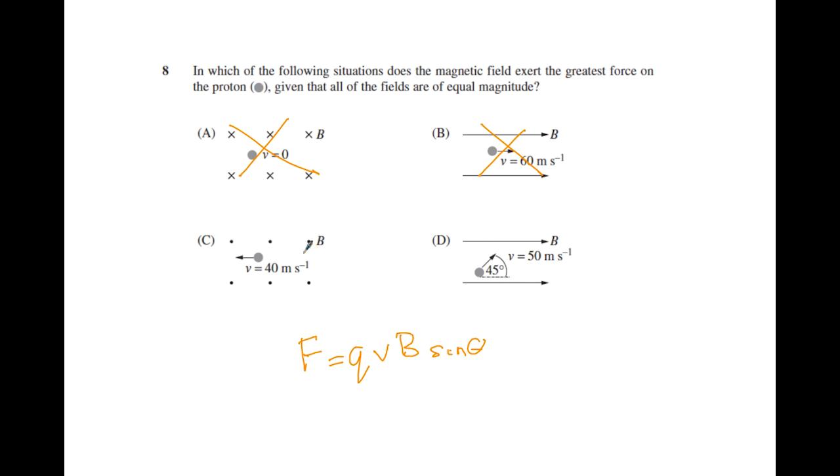Now, the velocity here is smaller than the velocity here, but now the angle is actually 45 degrees. And if I were to just look at the velocity component, in other words, this v part and the sine theta part, that value is still 40 because v is 40 and sine theta is, in this case, 1. But over here, it's 50 multiplied by the sine of 45. And the sine of 45 is 1 over root 2. So I've got 50 over root 2. Now this is clearly smaller than 40. And so therefore D is not the right answer.